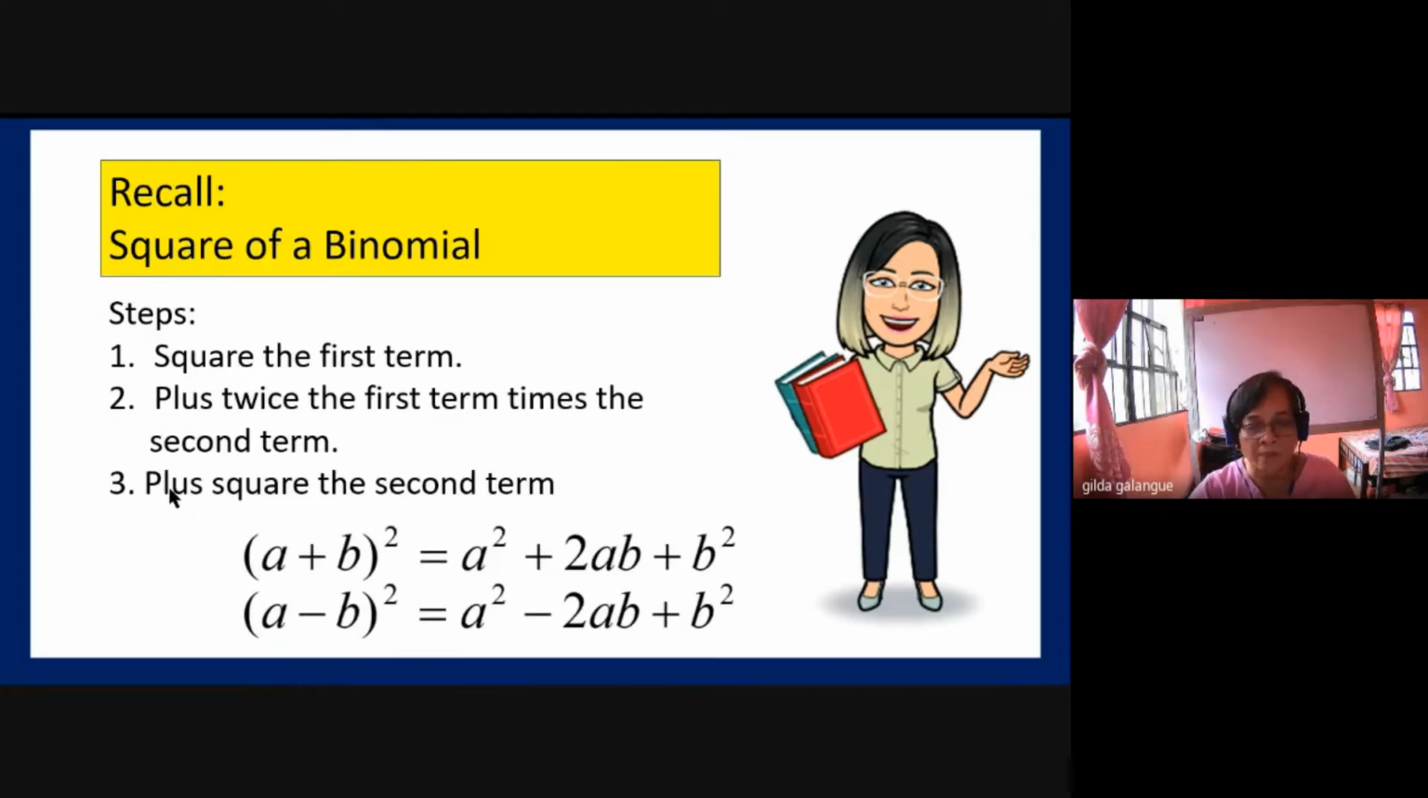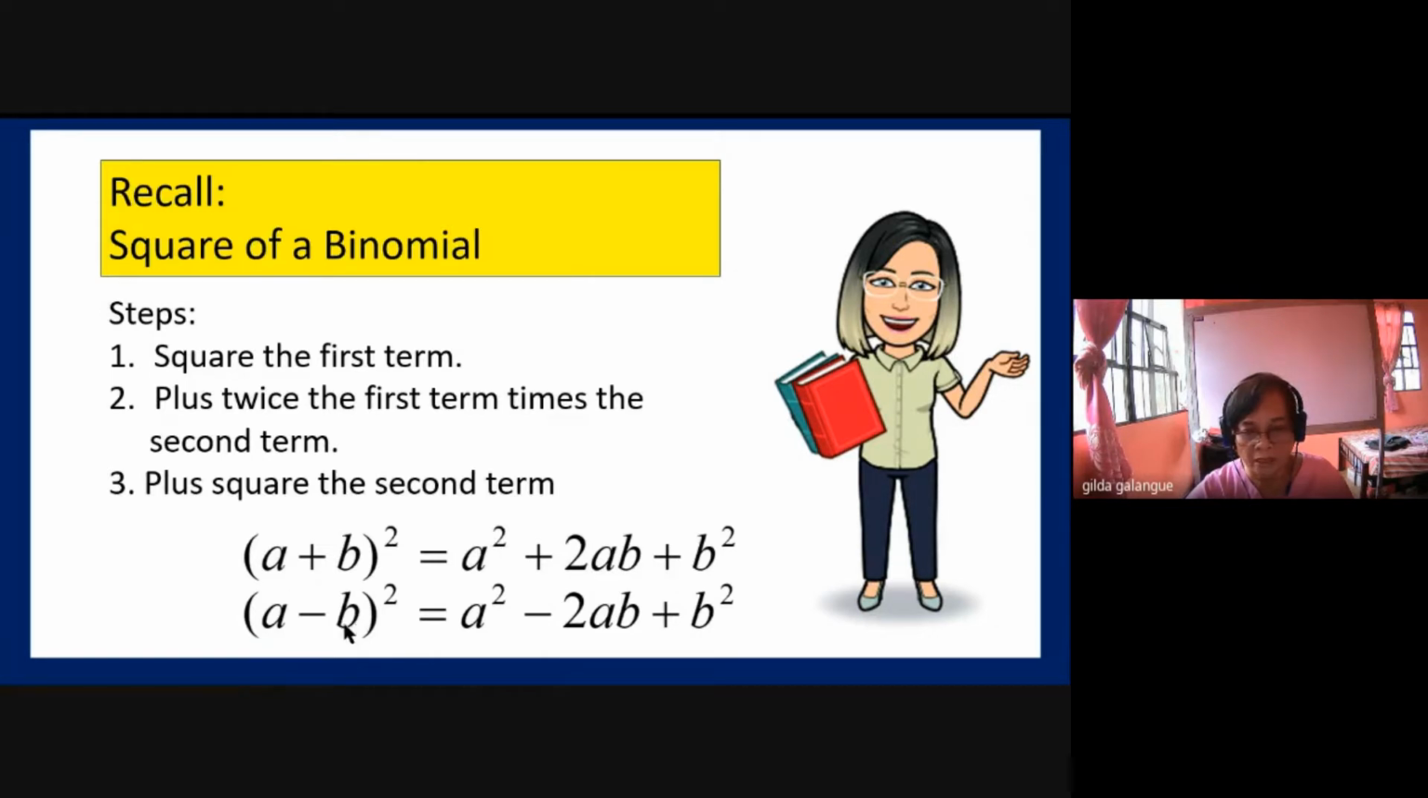So, applying this step, if we have the given a plus b quantity squared, we square the first term, that is a squared. Twice the first and the second. Twice, the first is a, the second term is b, so that is 2ab. Next, square the second term. The second term is b. That is b squared. So a plus b quantity squared equals a squared plus 2ab plus b squared.